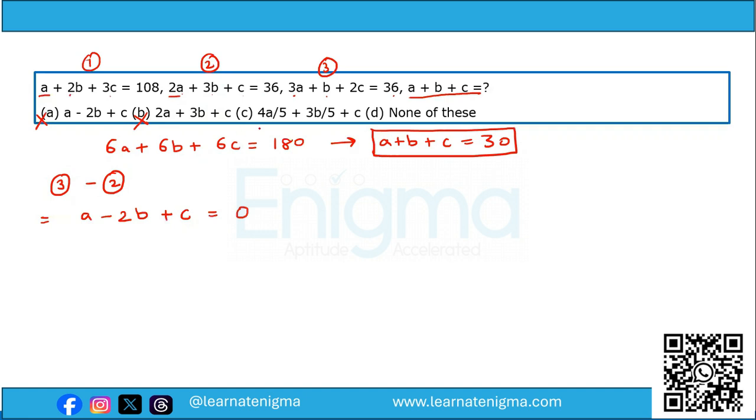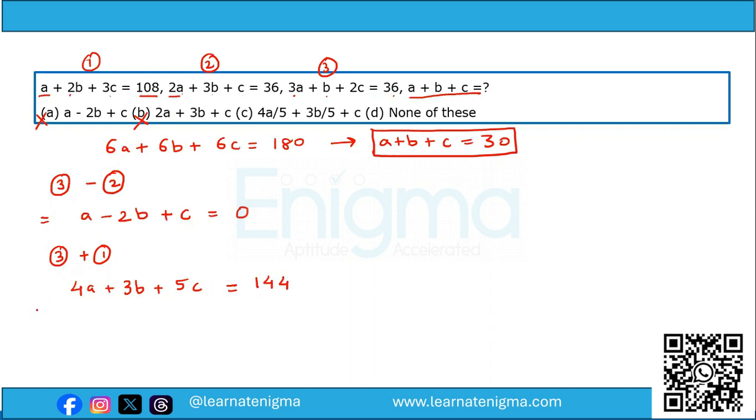Now, let's see the third option. Okay. So we have 4a upon 5 plus 3b upon 5 plus c. So what we'll do is we will add the third equation and the first equation. So that will give us 3a + a, that is 4a, plus b + 2b, that is 3b, plus 2c + 3c, that is 5c, is equal to 108 + 36, that is 146.